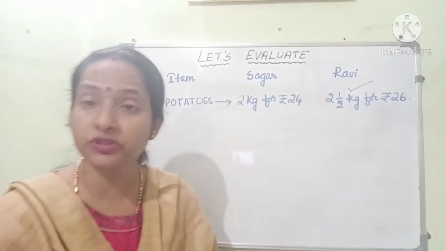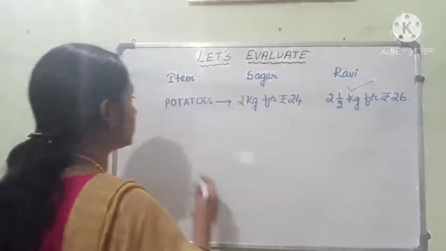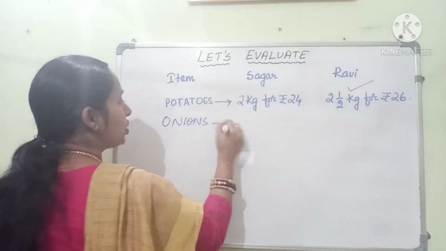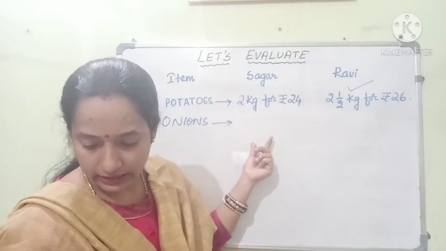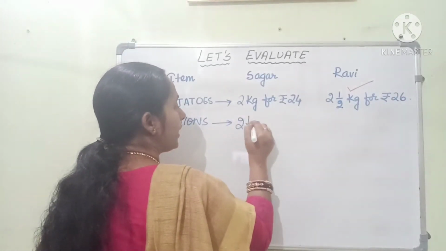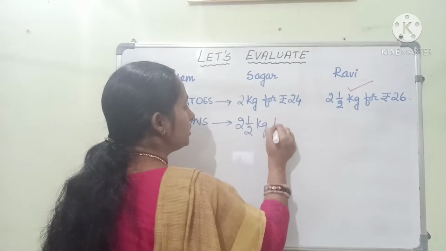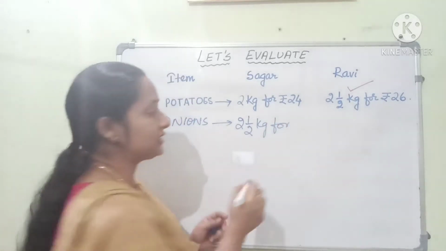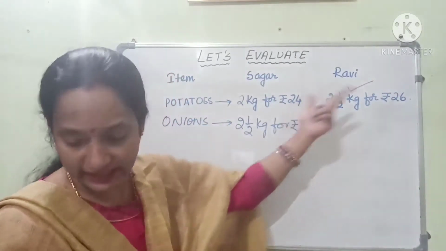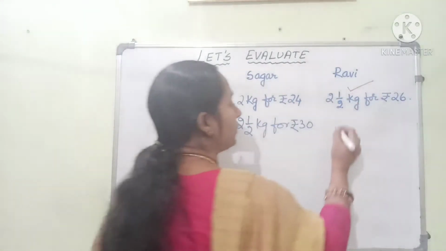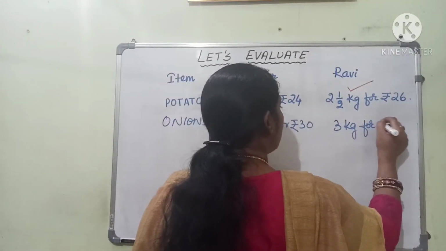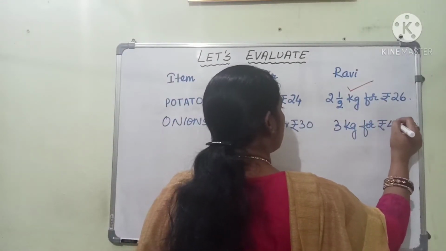What is the next item, children? The next item is onions. So onions, Sagar bought 2.5 kilograms of onions for rupees 30, whereas Ravi bought 3 kilograms for rupees 40.